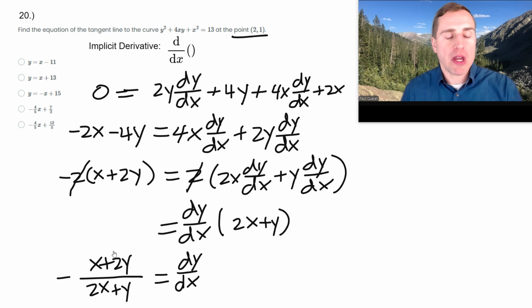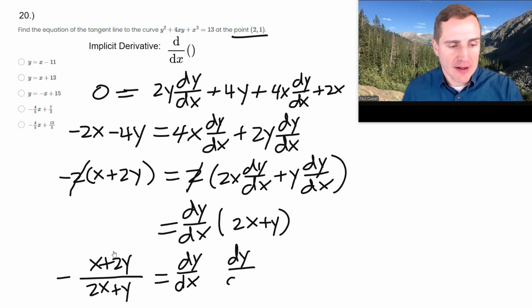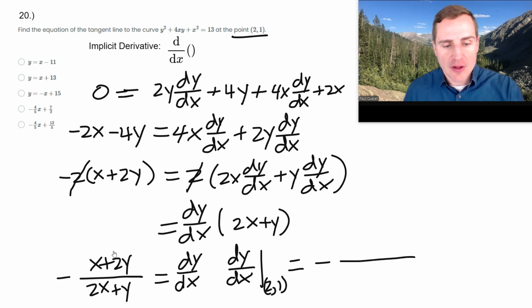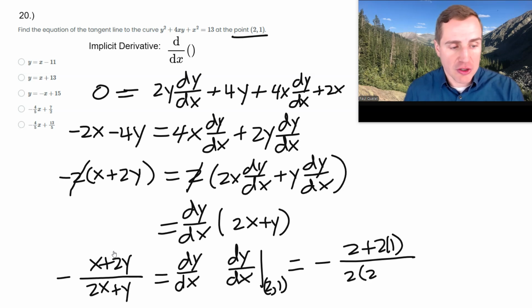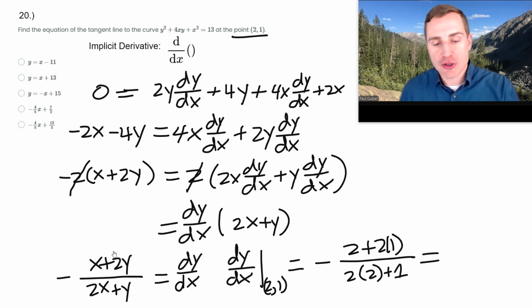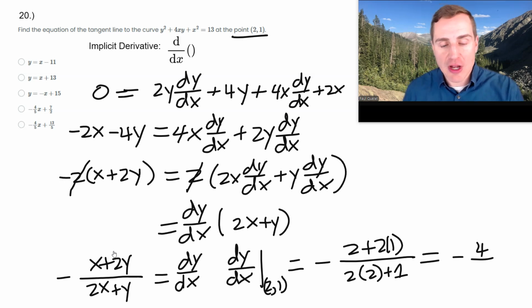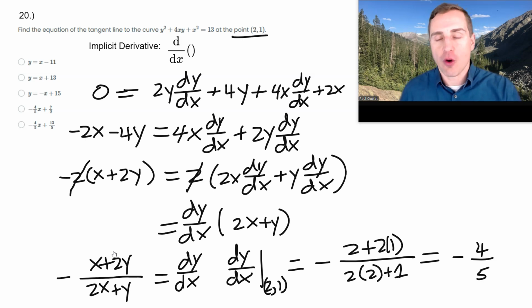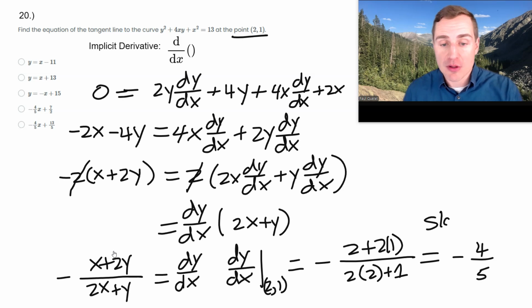Now we need to use the point (2, 1). So let's use the point where x is 2 and y is 1. So we plug that in: x is 2, so that's 2 plus 2 times 1, and then 2 times 2 plus 1. Okay, so that's 2 plus 2 is 4, and this is 2 times 2, which is 4, plus 1 is 5. So negative 4/5. So negative 4/5 should be the slope.